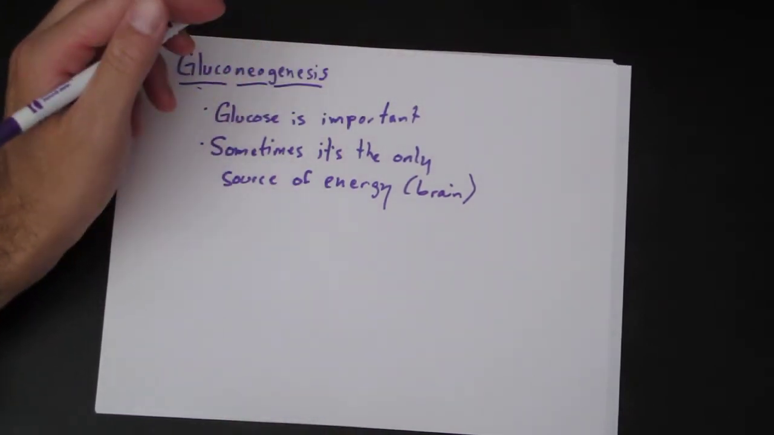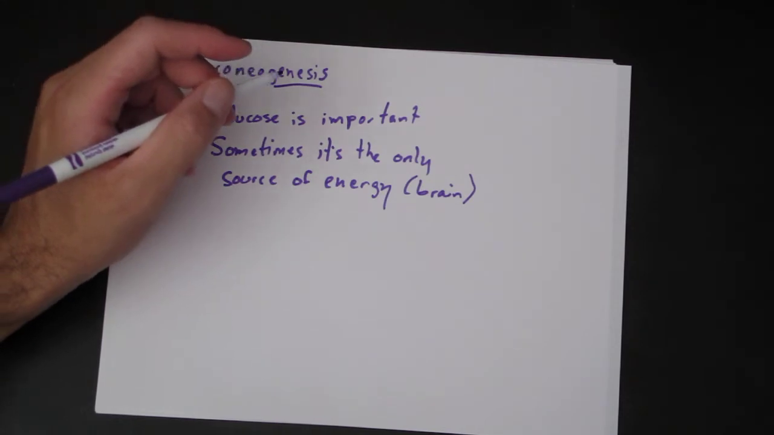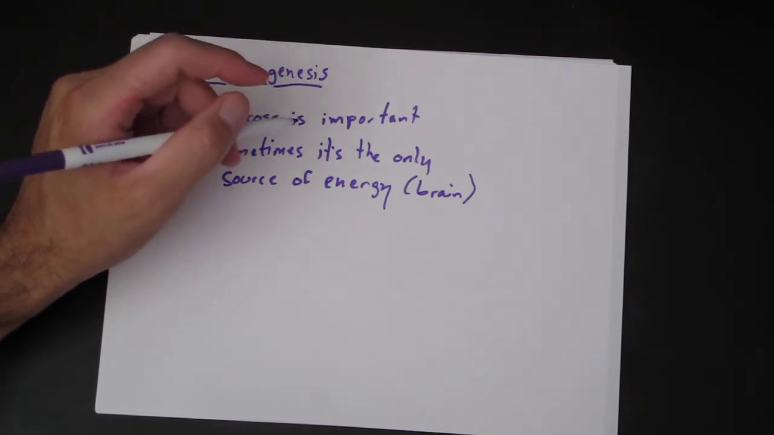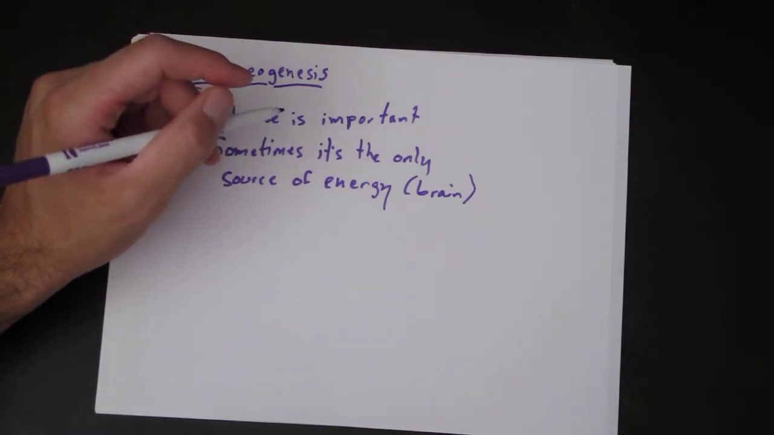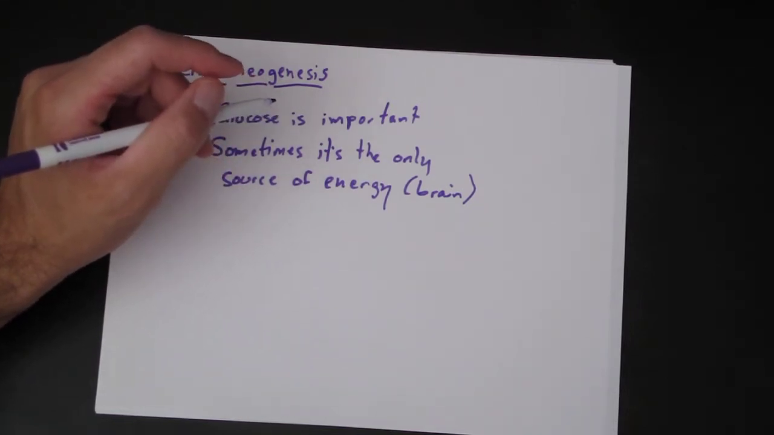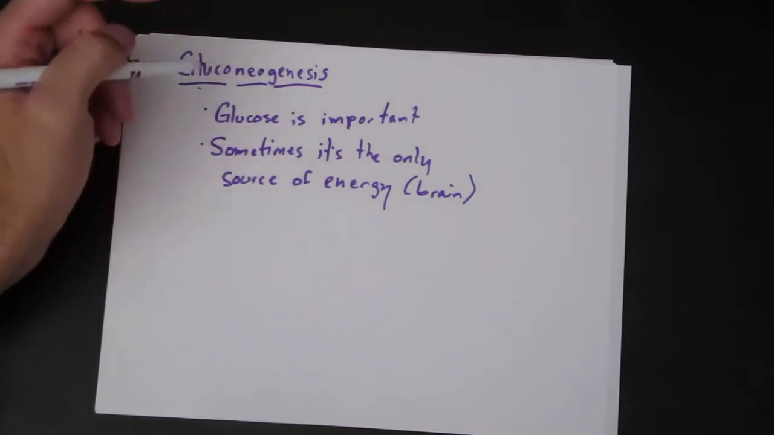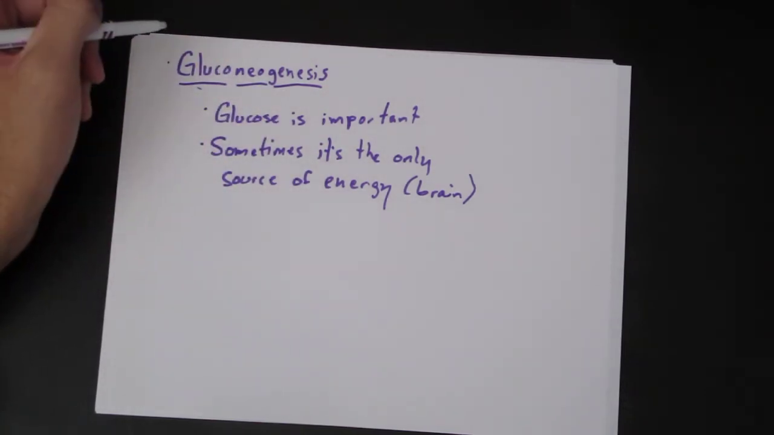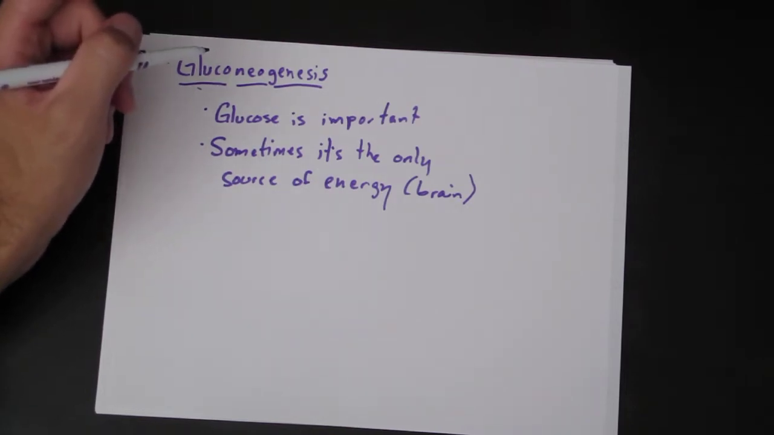So let's just say that you are fasted, you're starving, or something like that. You use all of your glucose stores. What are you going to do for fuel now? Well, unfortunately, if you don't have energy coming in the form of food, the only option is to start creating sugar from other things. And that's where gluconeogenesis comes into play.